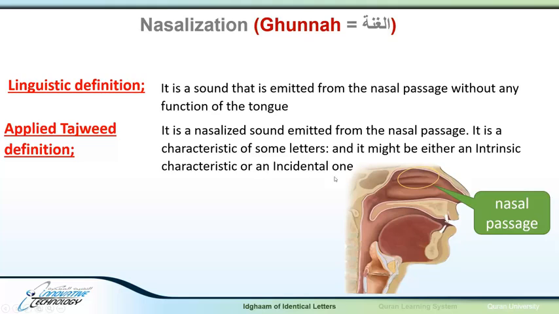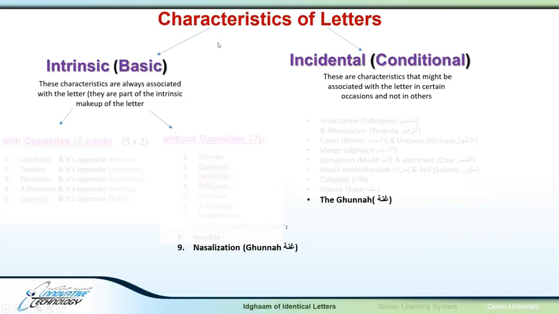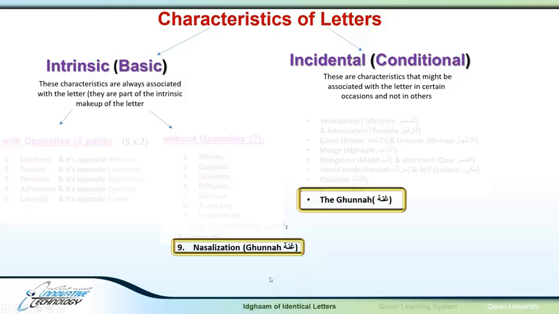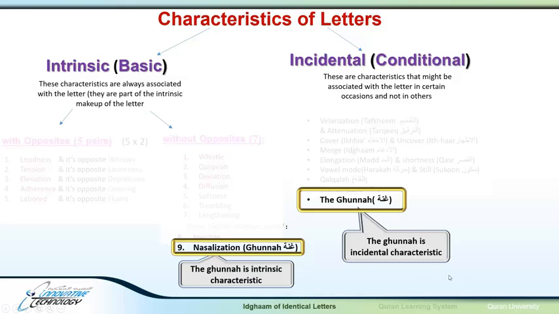So what's the difference between the two? If you remember, when we discussed the characteristics of letters, we divided those characteristics into two major categories. Intrinsic, basic ones, which we defined as the characteristics that are always associated with the letter, and they are part of the intrinsic makeup of the letter. And we mentioned that the incidental, conditional characteristics are those characteristics that might be associated with the letter on certain occasions and not on other occasions. And as we see here, ghunnah can be an intrinsic characteristic and ghunnah can be an incidental characteristic.